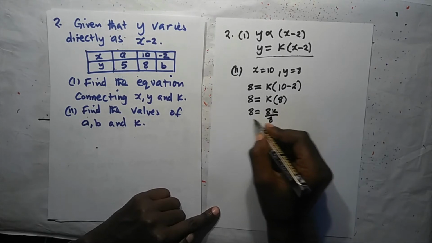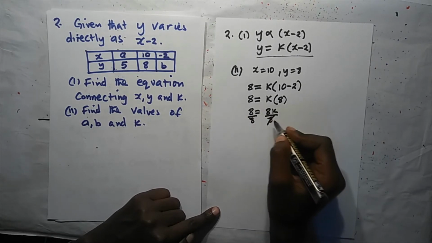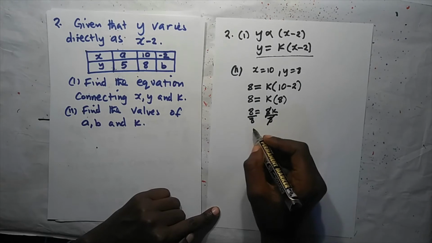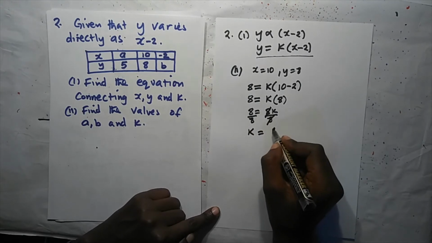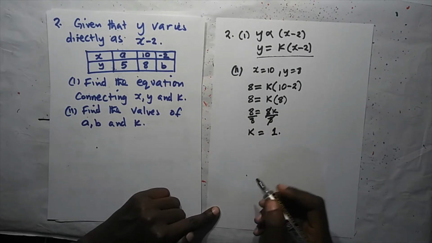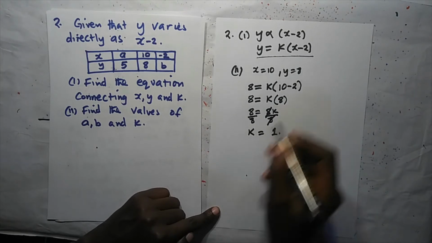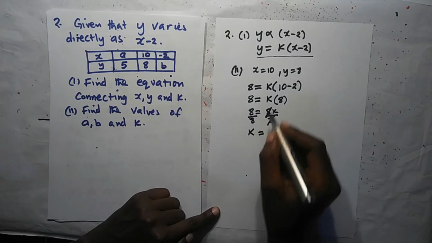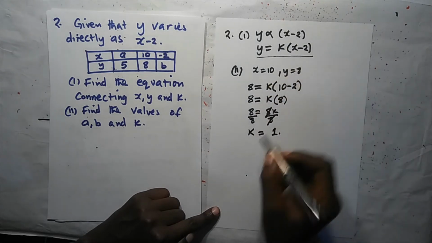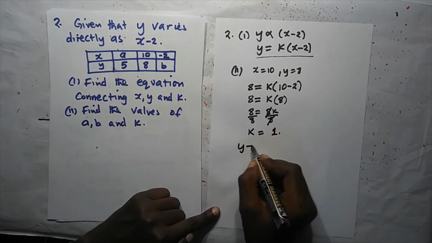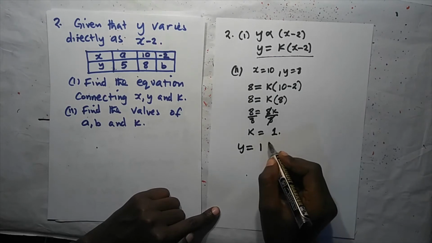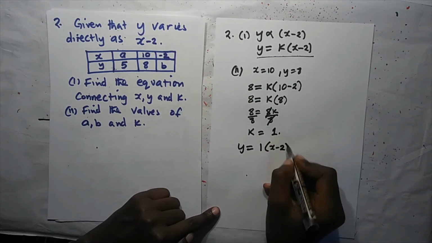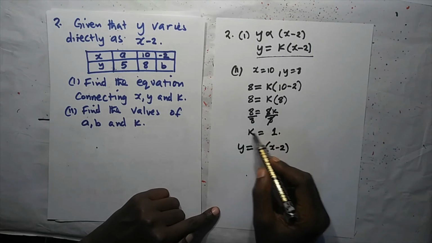And then we divide by 8 both sides. Okay. And then we are going to have k is equal to 1. Okay, so now our k is equal to 1. So now we have to find the values of a and b. So our equation now becomes y is equal to, where there is k we put a 1, x minus 2. Okay, so we are replacing with a 1 because k is 1.